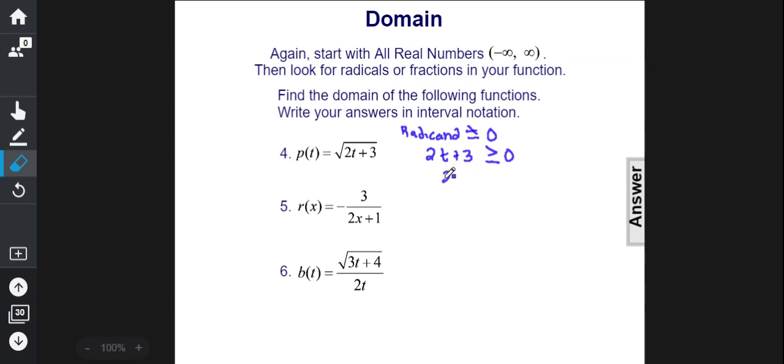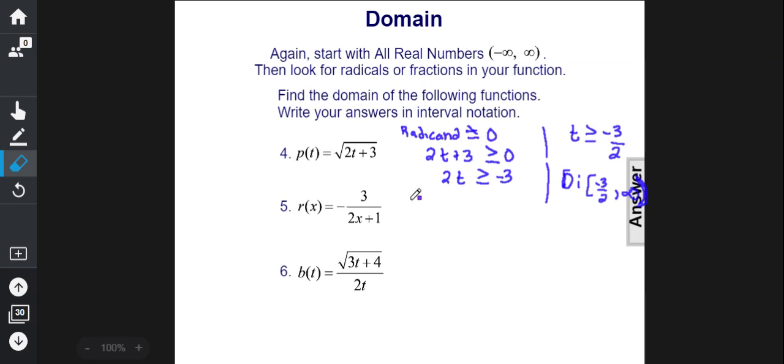So I'll subtract 3 from both sides, and then I divide both sides by 2, and I'll get t is greater than or equal to negative 3 halves. So I can rewrite this, your domain, in interval notation. We would start at negative 3 halves, and I have the square bracket because it's greater than or equal to, so we can include this number, and we go up to positive infinity. And I put the curved bracket for positive infinity because we can't quite reach infinity.